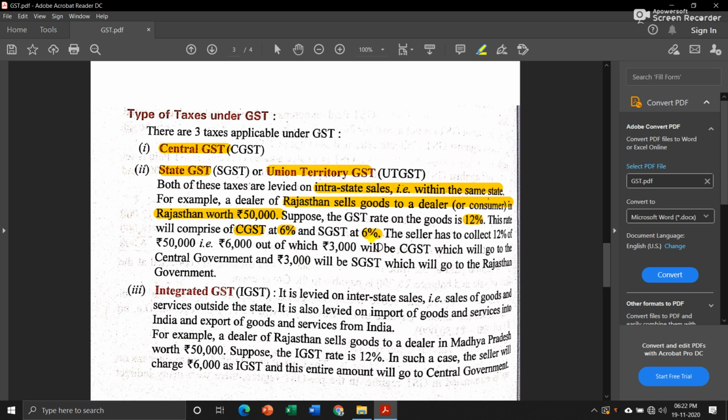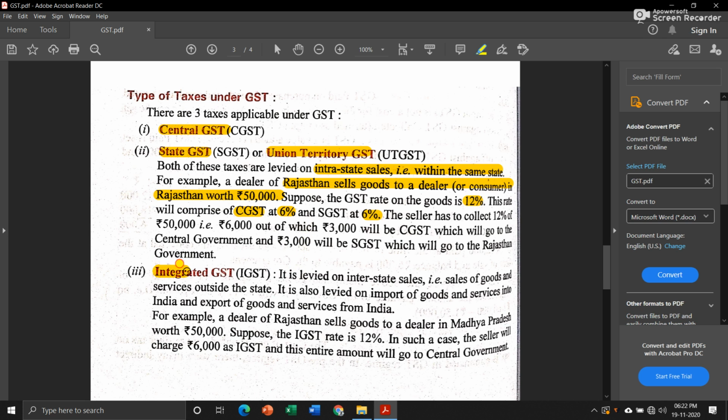Now the only thing that you have to remember in this point is that if the sale is intra-state, that means the sale is taking place within the same state, then in that case the GST rate will be divided into two equal parts. One part will be taken by central government and another half part will be taken by the state government.